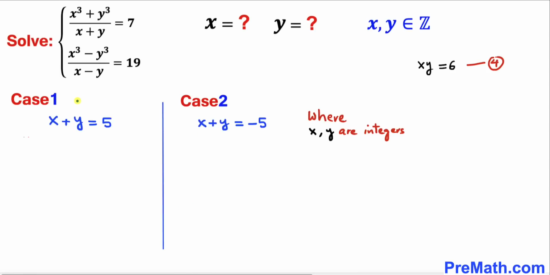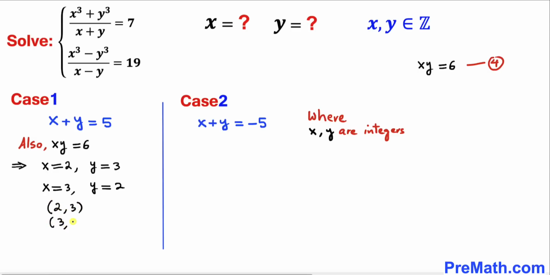Now we are going to consider two cases. In case 1, x + y equals 5, and in case 2, x + y is negative 5, and we know that x and y are integers. Let's focus on case 1 first. We know x + y equals 5, and xy equals 6 from equation 4, and x and y are integers. Therefore the only possible values are x = 2, y = 3, or x could take value 3 and y equals 2. In other words, we got (2, 3) or (3, 2).